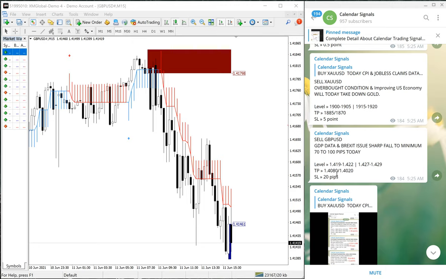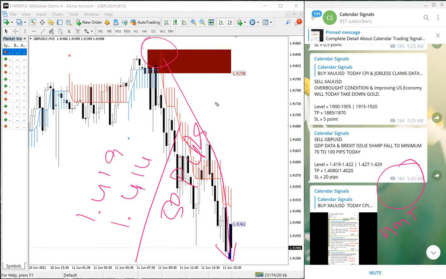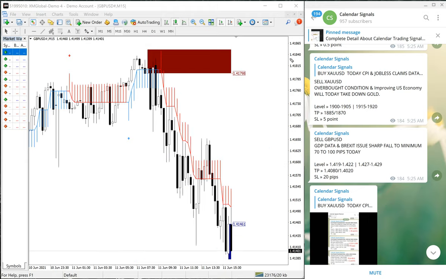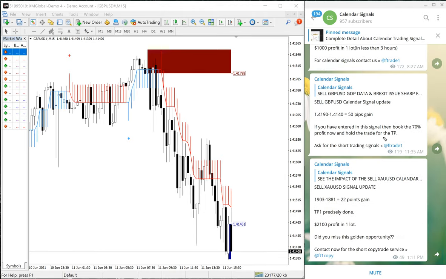First we will see GBP USD performance, and this is as per the GMT time. We have given this signal at 5:25 AM GMT, and it performed precisely from our given entry range till here. From 1.419 till 1.414, which is 50 pips gain on sell GBPUSD, and the same you can see on our profit booking message, which we have sent here.